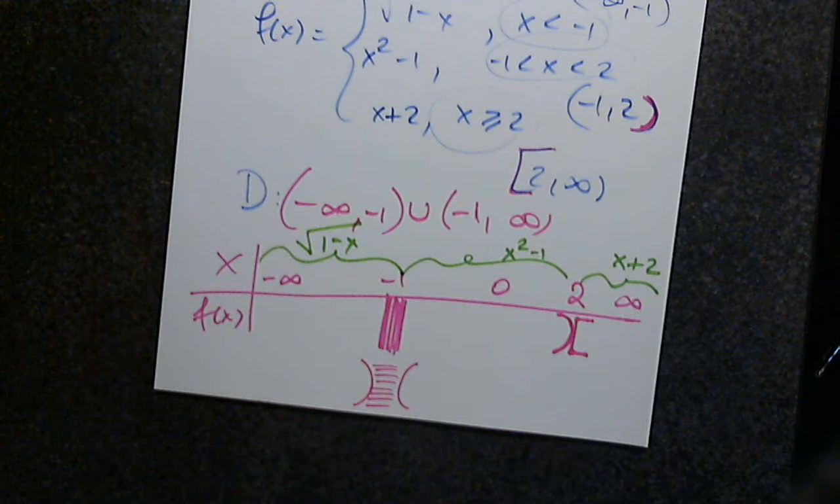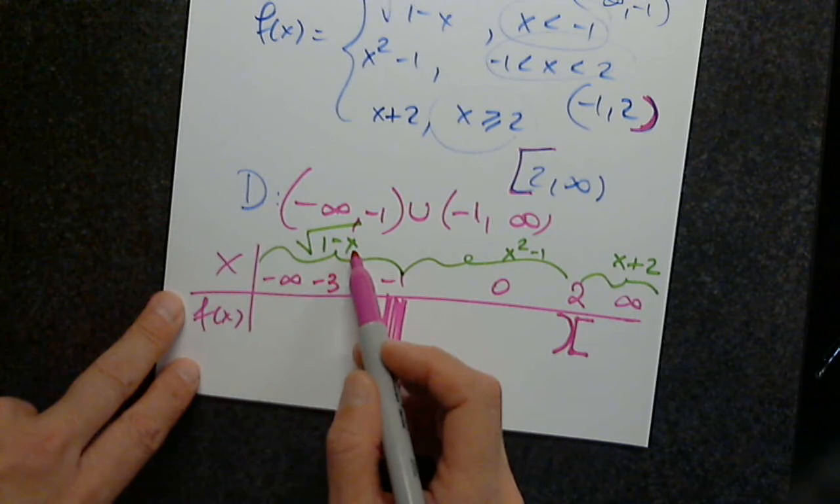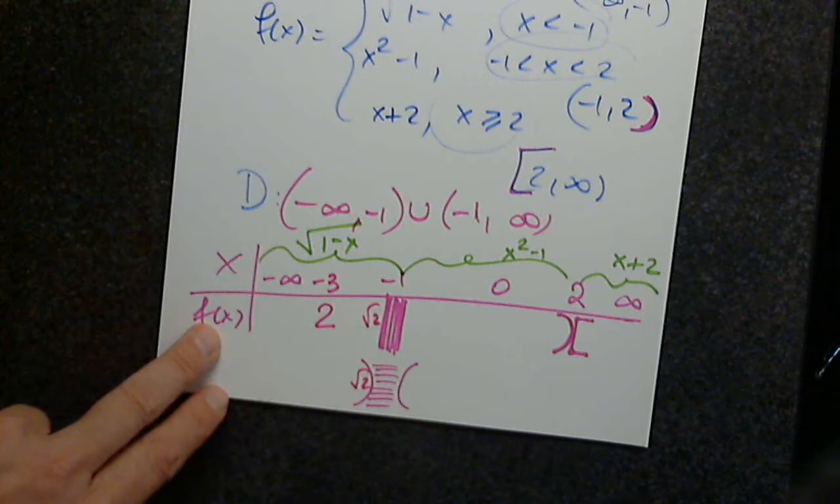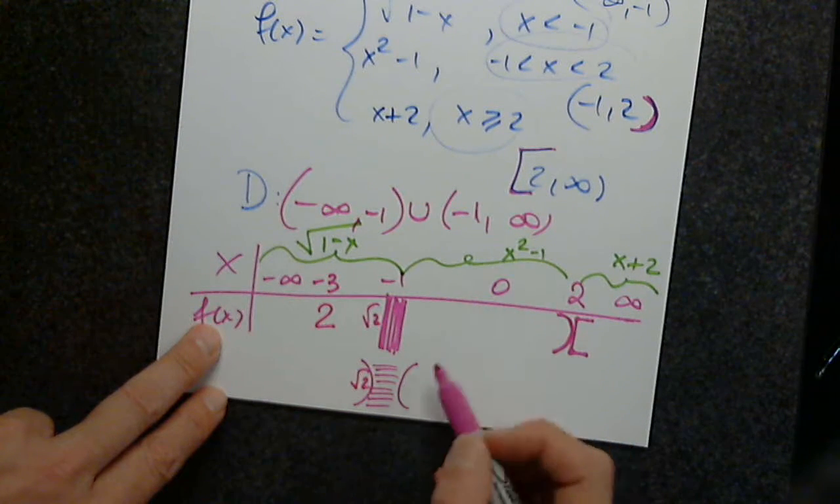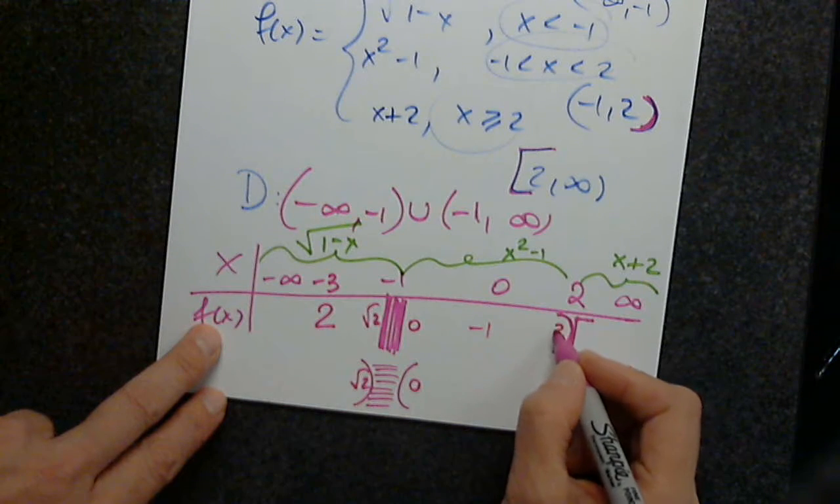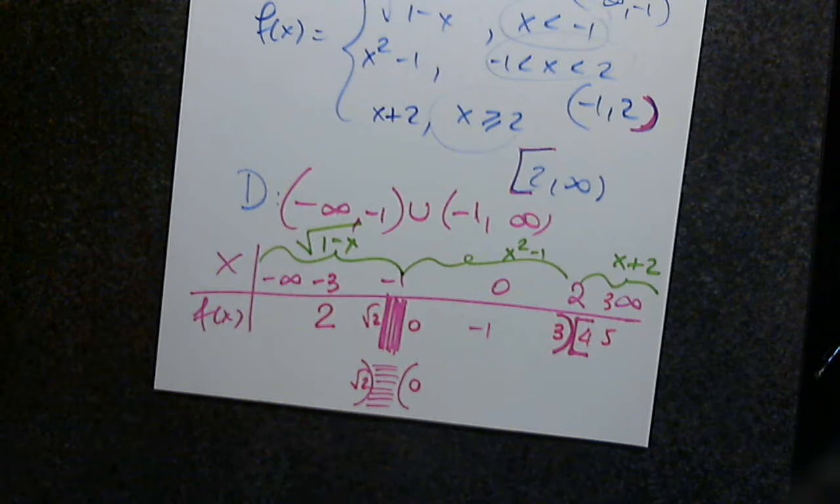Any questions so far, please? Okay, so I'm going to plug in negative 3. 1 minus minus 3 will be 4. The square root of 4 is 2. This is ugly. It's the square root of 2, or here, inside the parentheses, if you prefer. When I plug in negative 1, I get 0. When I plug in 0, I get negative 1. And 4 minus 1 is 3 inside the parenthesis. 2 on the other side is 4, and with 3 will be 5. Any questions so far?